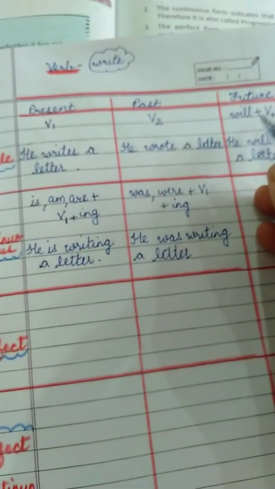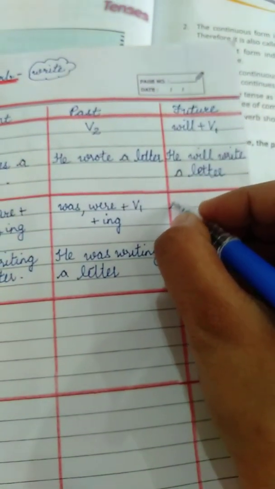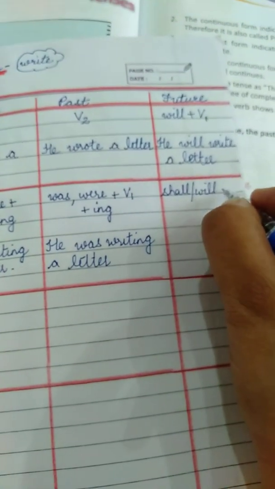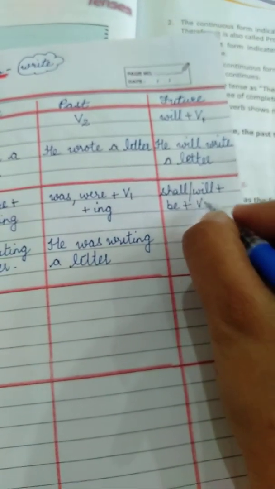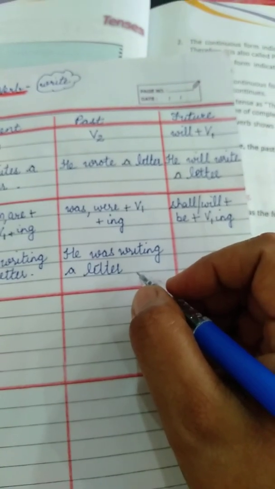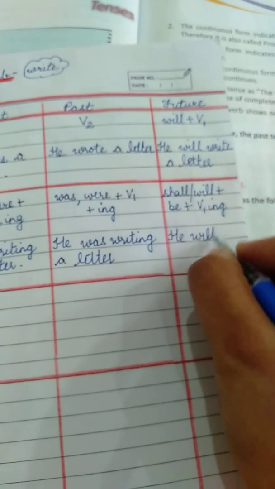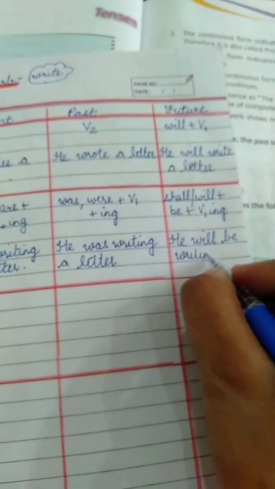For continuous future tense, we use shall or will according to the subject plus be plus the verb's first form, and for continuous always ing. Keep in mind. So this is going to be: He will be writing a letter.